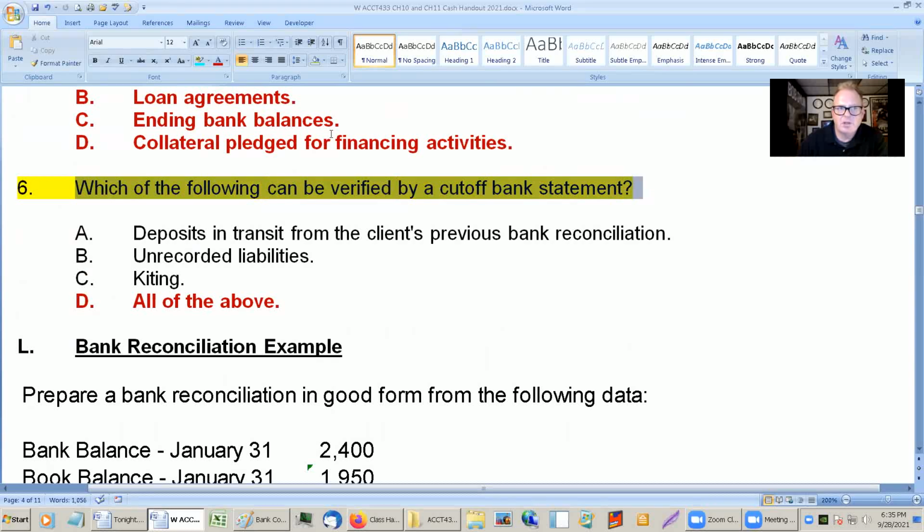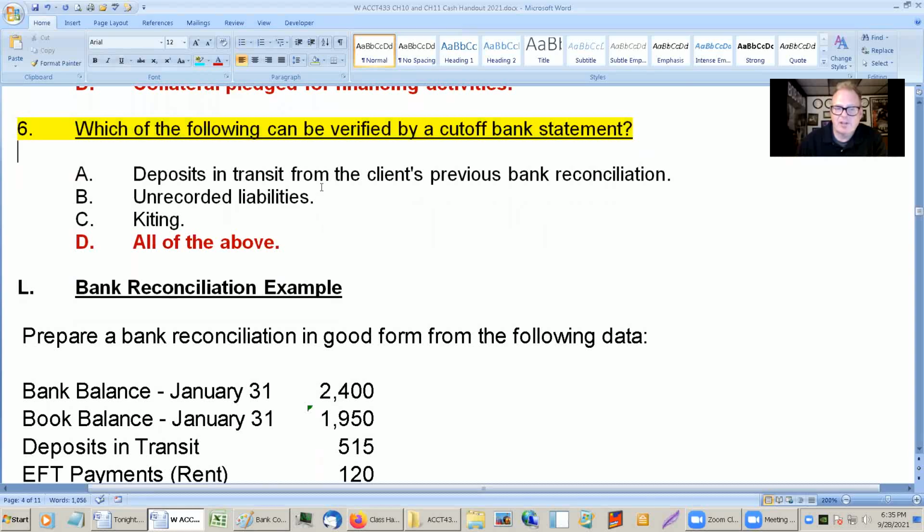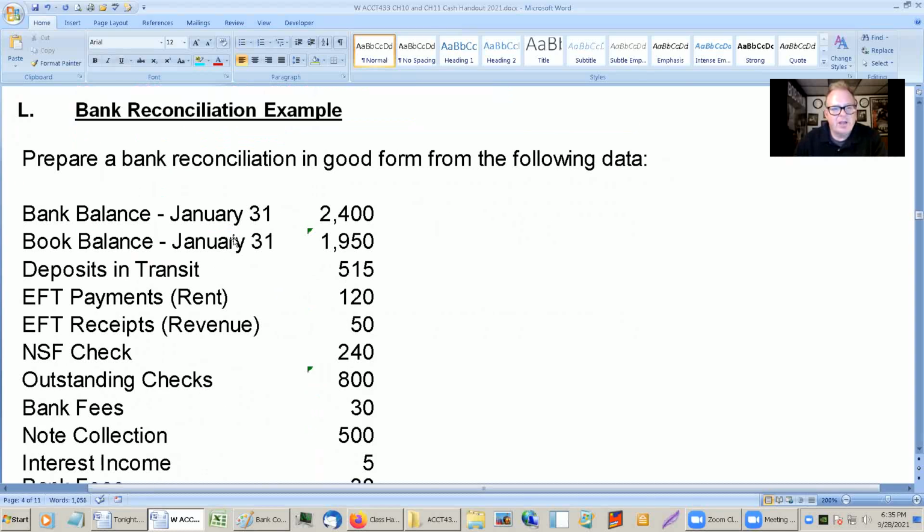This cutoff bank statement, because you can find so much bad stuff that happens with it. Okay.